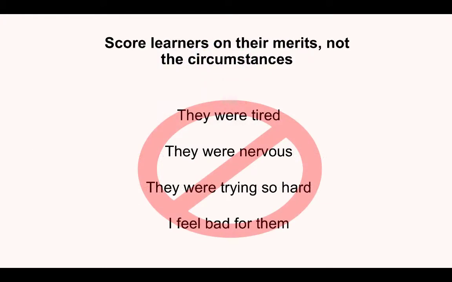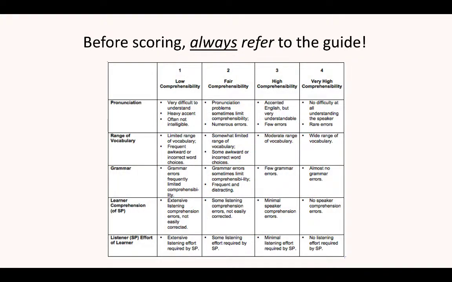So here are some general rules about scoring. First, you have to really score them on their merits and not the circumstances. So one thing that should not go into your rating is considering the fact that they were tired or they're nervous or they're trying hard and you feel bad for them. Give them the rating that they deserve. Again, this is going to help them in the long run.